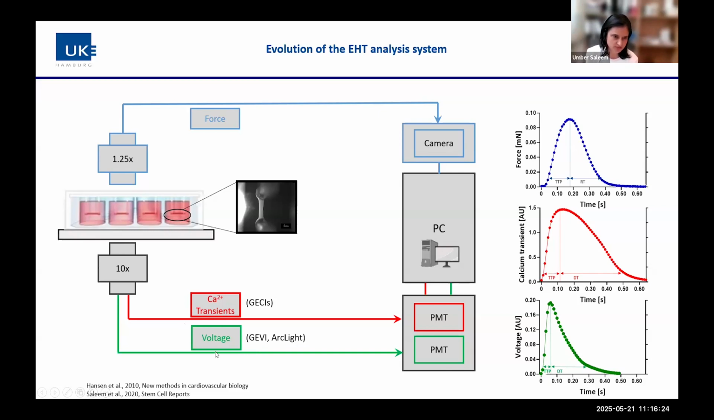And now we aim to establish a system to analyze voltage along with force, by using the same method as we use for calcium, by using genetically encoded voltage indicators, for example, ArcLight, and then we can generate these type of voltage peaks. From these voltage peaks, we can calculate peak fluorescence intensity, which is a surrogate for voltage, and time to peak voltage, and decay time.